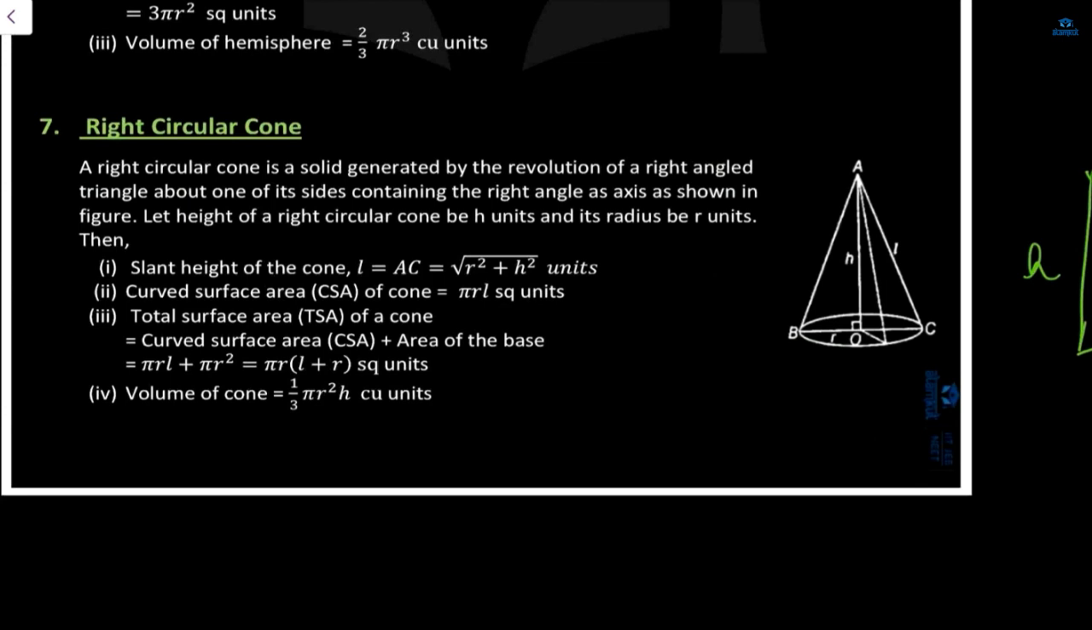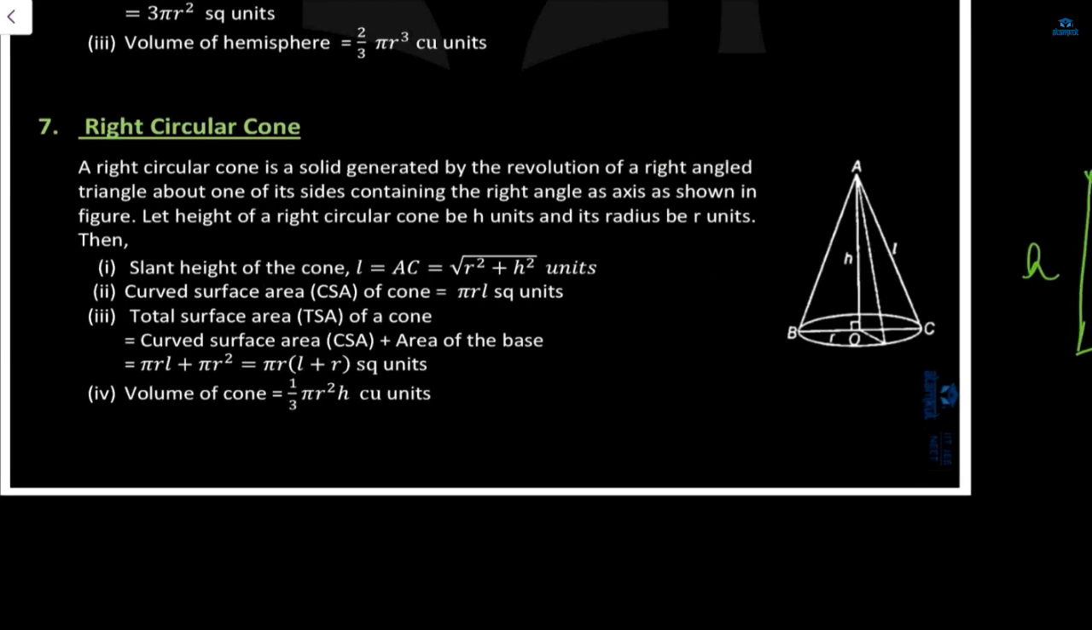Now the curved surface area of a cone is pi r l. Total surface area will obviously be the curved surface area plus the area of the base. The area of the base is pi r square and the curved surface area is pi r l, so pi r l plus pi r square. And the volume of the cone is 1 by 3 pi r square h. I think all the areas are done.